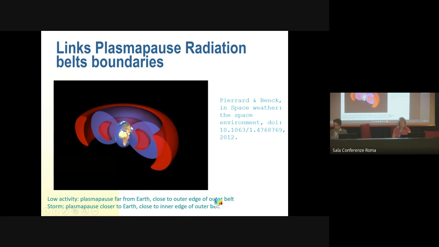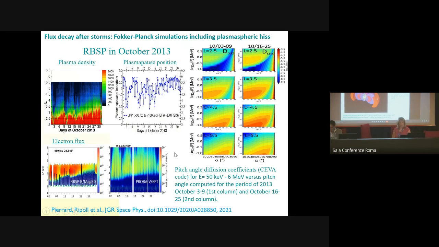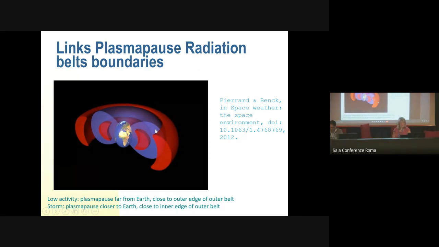Typically when the activity is low, the plasmasphere is very extended, and the plasmapause corresponds to the outer edge of the outer belt. When the activity increases, the plasmapause comes closer to the Earth. And when it's very high, the plasmapause is very close, and you have also the outer belt that comes closer to the Earth. And for electrons of 1 MeV, the position of the plasmapause corresponds to the inner edge of the outer belt this time.